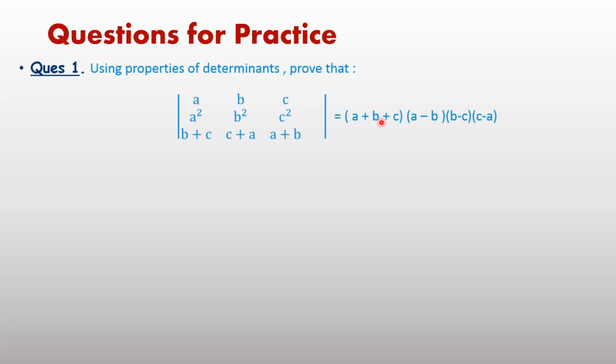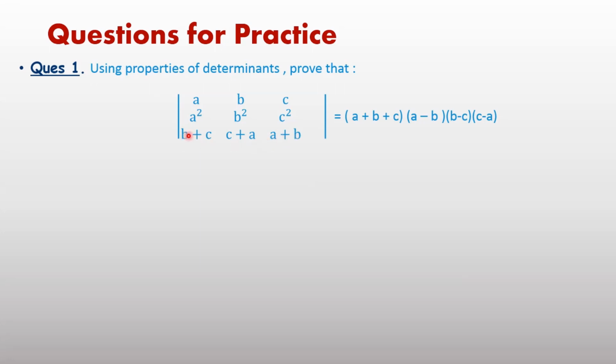In these questions, first you have to concentrate on RHS. As written in RHS, what is required? A plus B plus C. Now easily you can observe which property you are going to apply here. First row, A, B, C written. A square, B square, C square. And third row, B plus C, C plus A, and A plus B.